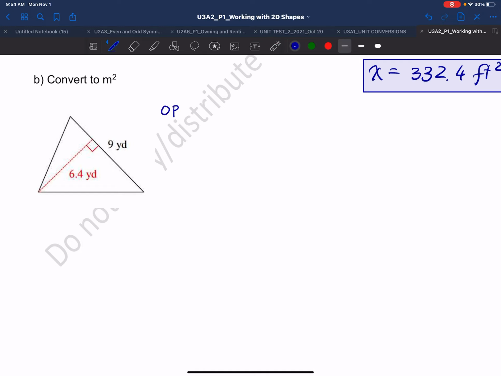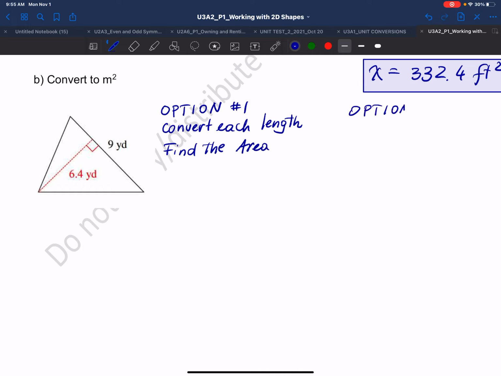So as I said, option 1, convert each length first and then find the area. Or you can use option 2, which means you find the area and convert the area. Okay? Now, let's get started now with option number 2.